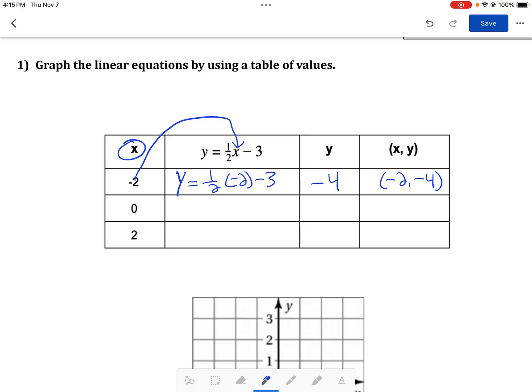For the second one, for 0, I'm going to plug in y equals 1/2 times 0 minus 3. A half times 0 is just 0. I'm left with -3. So my ordered pair is going to be 0, -3. And then last but not least, 2: y equals 1/2 times 2 minus 3. 1/2 times 2 is just 1, and 1 minus 3 is -2. So my ordered pair is 2, -2.